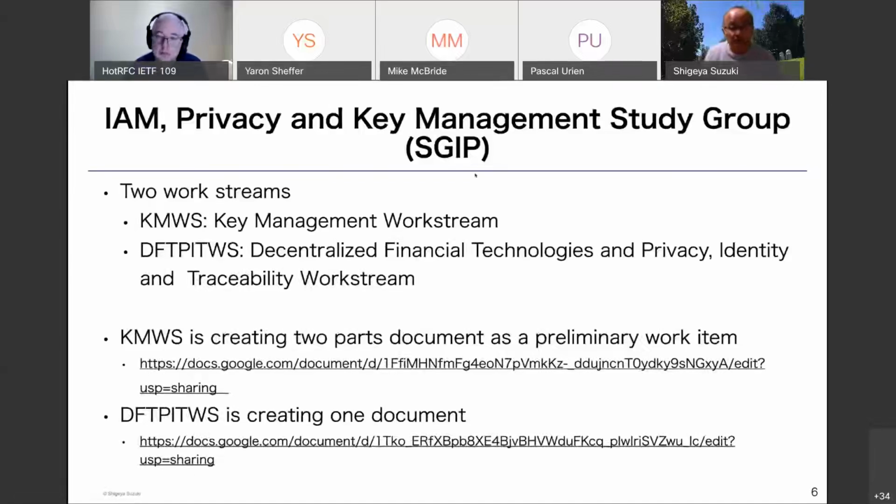The other thing is the privacy and key management study group, which has two work streams. One of them is a key management work stream, and the other is the decentralized financial technologies and privacy, identity and traceability work stream. That is a very long name. Both of them are currently developing documents, and there are drafts already on Google Docs, so you can review them if you like, and then it is possible to join and speak up if you have interest or would like to comment.